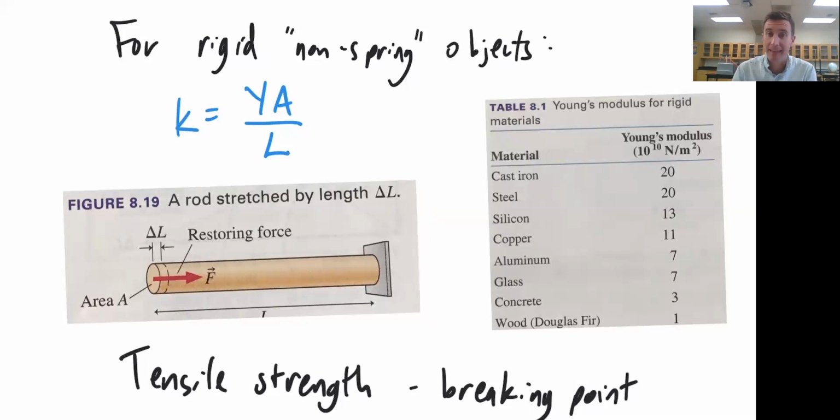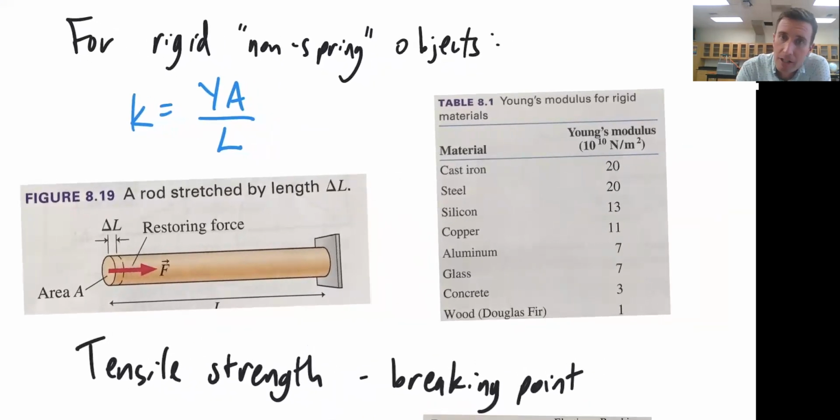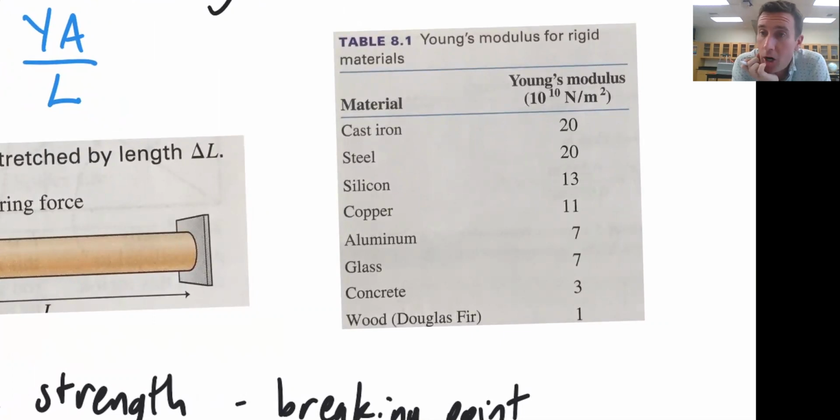For rigid objects like that, we can figure out their spring constant, K, as equal to the Young's modulus for rigid materials. So Young's modulus for rigid materials is basically like this table, this value of how many newtons it takes per square meter to stretch it. So they're all in 10 to the 10th. That is 10 billion newtons per square meter. Cast iron and steel are pretty high at 20. That'd be 200 billion newtons per meter squared.